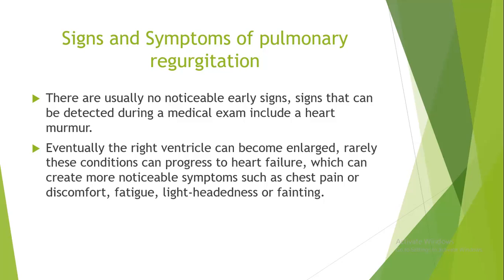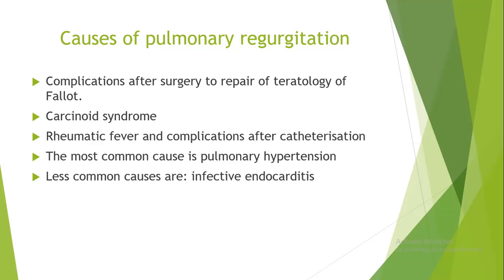Signs that can be detected during a medical exam include a heart murmur. Eventually, the right ventricle can become enlarged. Rarely, these conditions can progress to heart failure, which can create more noticeable symptoms such as chest pain or discomfort, fatigue, lightheadedness, or fainting. As for the causes of pulmonary regurgitation, it usually occurs as a result of surgery for repair of tetralogy of Fallot, or carcinoid syndrome, rheumatic fever, and complications after catheterization.